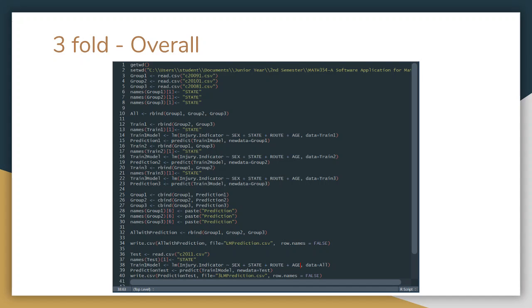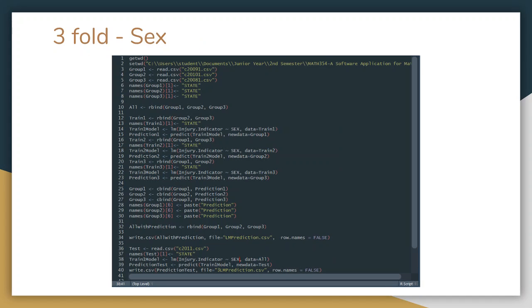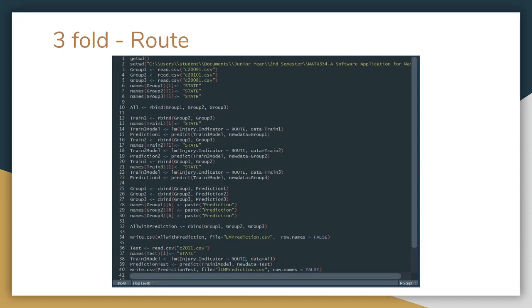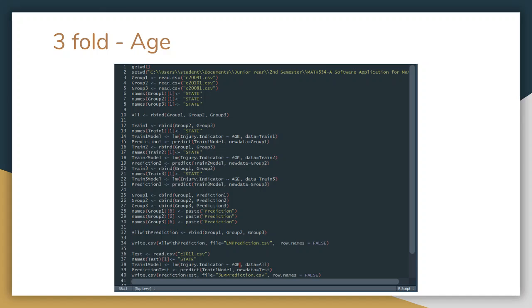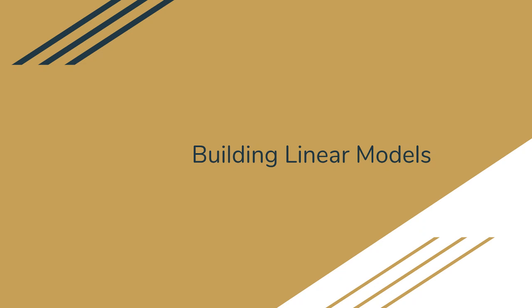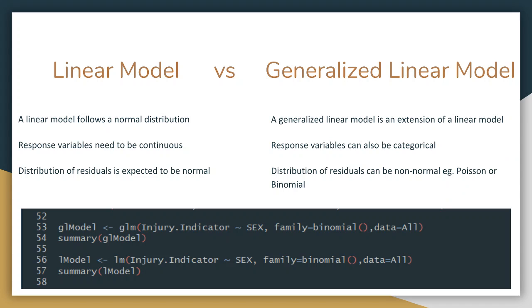And then from there, instead of doing it with all the variables, we went with just one at a time. So we went with sex, state, route, and age. And from there, we built some linear models. I'm just going to take you through a quick overview of what these actually are.